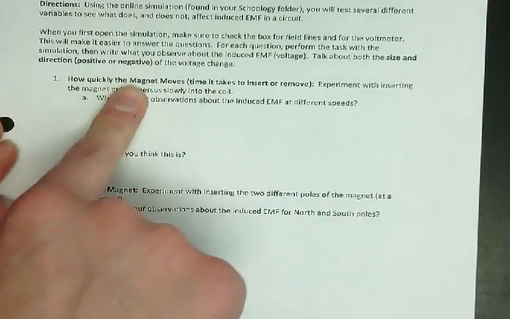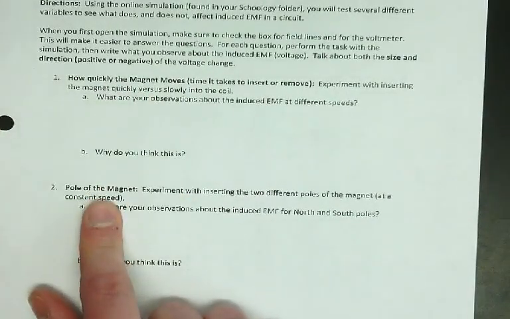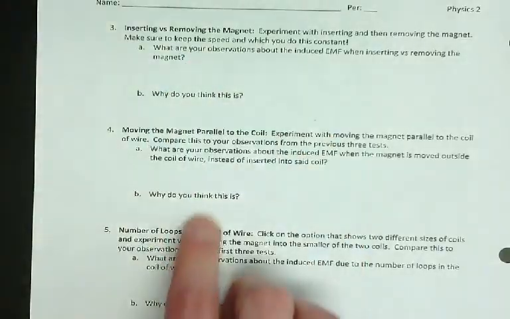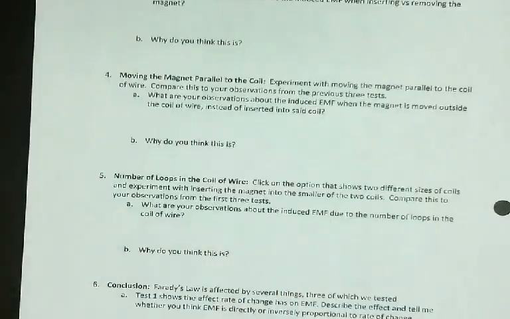There are several things you're going to test. You're going to test the speed of moving the magnet. You're going to test the pole of the magnet. You're going to test inserting versus removing the magnet. You're going to test moving the magnet parallel to the coil, so that's not putting the magnet into the coil, but putting the magnet next to the coil. And then you're going to test the number of loops.